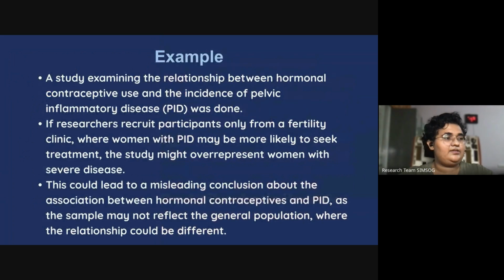Let us try to understand this by an example. A study is done to determine the relationship between hormonal contraceptive use and the incidence of pelvic inflammatory disease, that is PID. If the researchers decide to recruit participants only from a fertility clinic or a hospital, where women with pelvic inflammatory disease are more likely to come and seek treatment, the study will overrepresent women with severe disease. This could lead to a misleading conclusion about the association between hormonal contraceptive use and PID. Because the sample doesn't reflect the general population, it only reflects the women who come to the clinic. This is Berkson's bias.